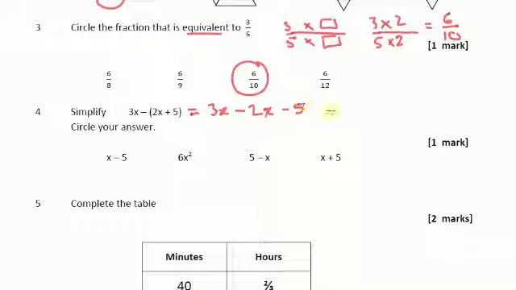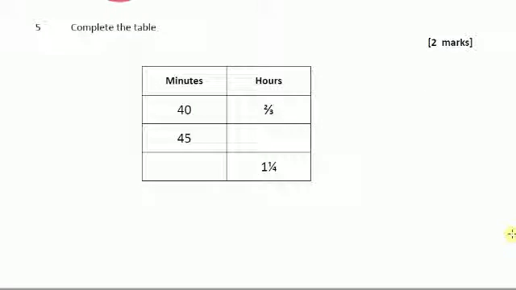Now I can try to simplify this by collecting like terms. I've got 3x minus 2x. I can combine those together and I get 1x, or x, and minus 5 is on its own because there's nothing else to go with that. So I'm left with x minus 5. I look at the options and I see that it's the first one there. Question 5.